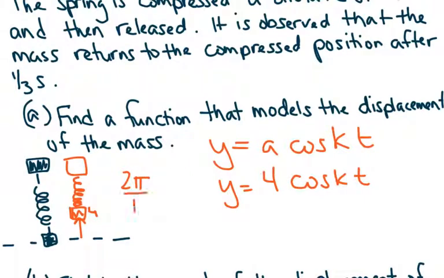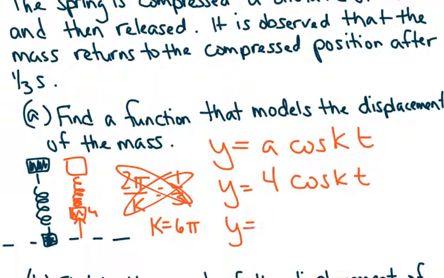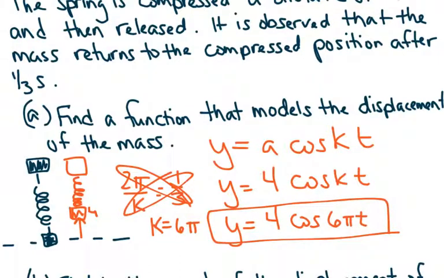It's 2 pi over k, and they told me the period is 1/3. I'm going to set 2 pi over k equal to 1/3, and I'm going to solve that proportion. So k is equal to 6 pi. So y equals 4 cosine of 6 pi t would be the equation that represents this situation.